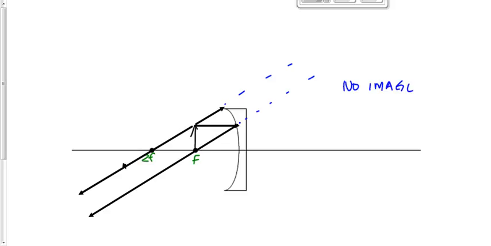So just like when we had a converging lens, there was no image formed when the object was at the focal point. When we have a converging mirror, there's also no image formed when we're at the focal point. All bets are off with diverging, right? If it's diverging, there is an image formed when you're at the focal point. But for converging, whether you're talking about lens or mirror, there's no image formed when you're at the focal point.